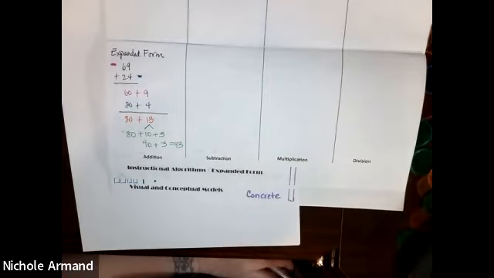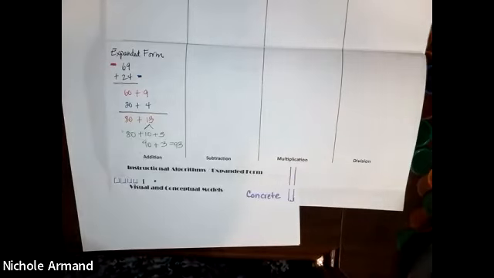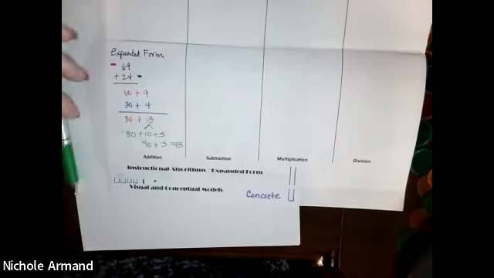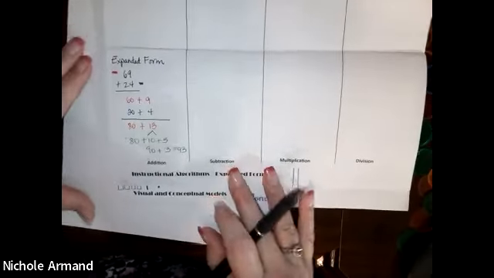So now we're going to do an expanded form for subtraction, but we're going to do one without regrouping. If students need a more concrete example for subtraction with regrouping, you're going to want to go back to the base 10 blocks or the chips, okay? So let's do expanded form for subtraction, but no regrouping.